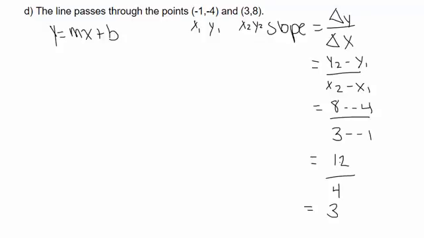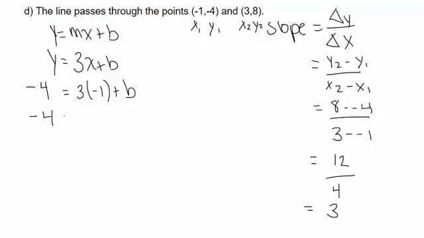So let's plug that in for m. And now to find b, just pick any of the points, plug it in, and solve for b. So let's pick our first point, our x1 and our y1. So -4 is our y, and -1 is our x. Now we need to bring over this -3 to the other side, so we'll add 3 to both sides. This will cancel out, and we're left with -1 as our b. Therefore, our final equation is y equals 3x minus 1.